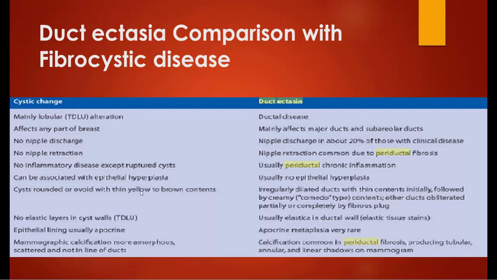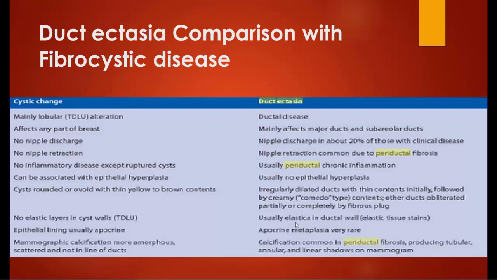But duct ectasia presents as ductal disease mainly affecting major duct and subareolar duct. Nipple discharge in about 20% of duct ectasia with clinical disease. Nipple retraction common due to periductal fibrosis, usually periductal chronic inflammation, usually no epithelial hyperplasia, presents as irregularly dilated duct with thin content initially, followed by clearly comedo-type content. Other ducts obliterated partially or completely by fibrous plaque.